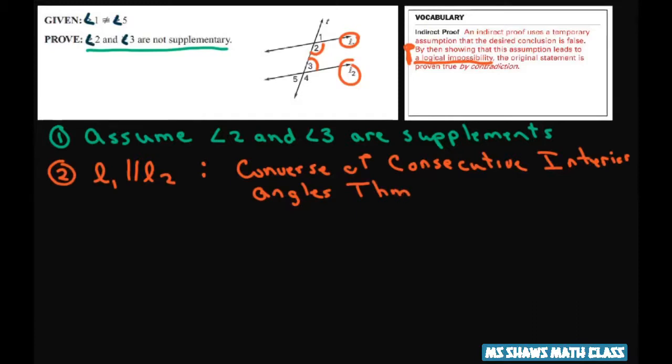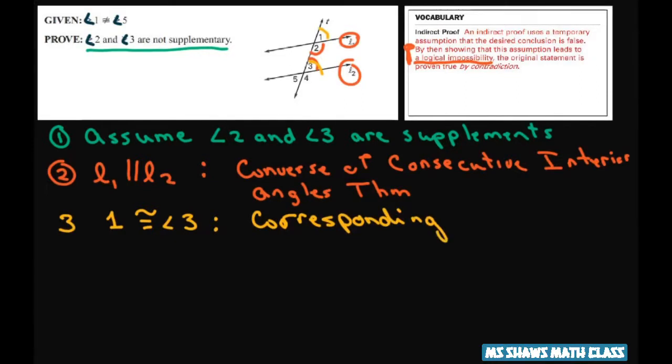Okay, since they're parallel, that means angle 1 is congruent to angle 3. And that's by your corresponding angles postulate. Corresponding angles postulate. I'll just do it like that.